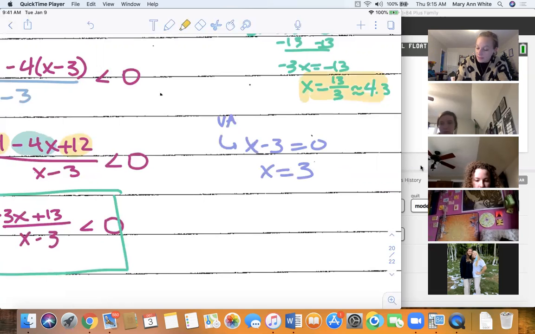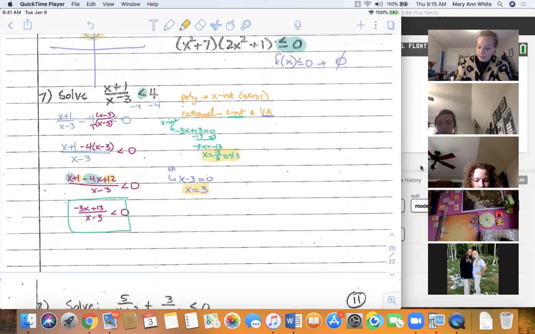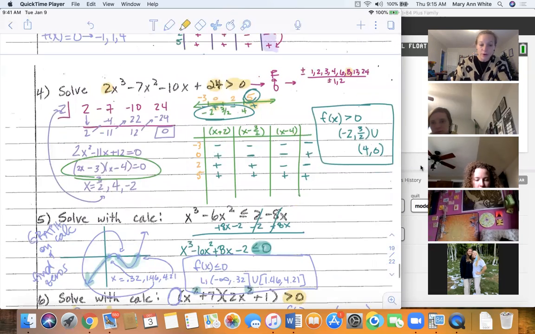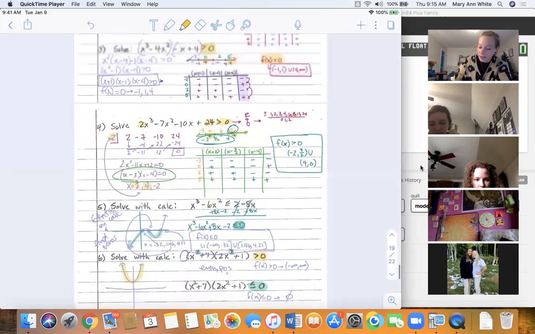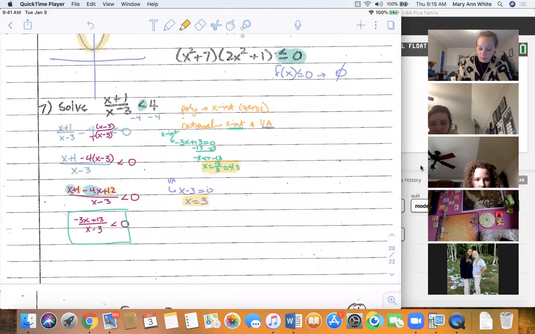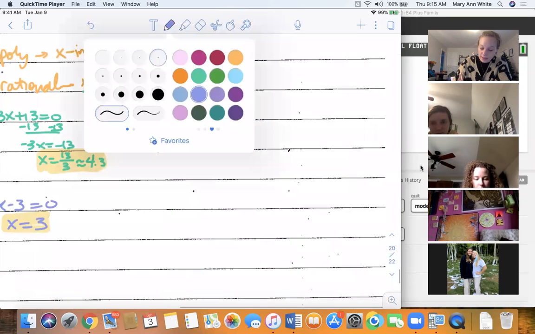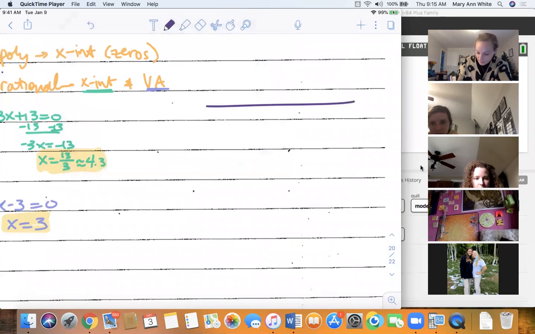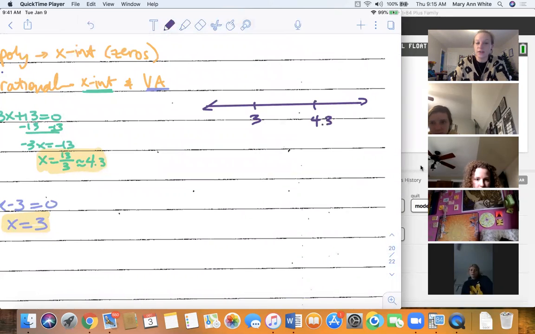So these are now my points of interest that I'm going to go put on my graph, my little number line. I'll come back to this in a second, but if you remember from earlier, we took all of our x-intercepts, all of our solutions, all of our zeros from all the problems above, so 2, 3/2, 4, and we plug them in to our sign chart and we put it on our number line. Same idea over here, but now we're going to do our vertical asymptote as well. So my number line only has two things. It only has 3 and 4.3, or that 13/3.